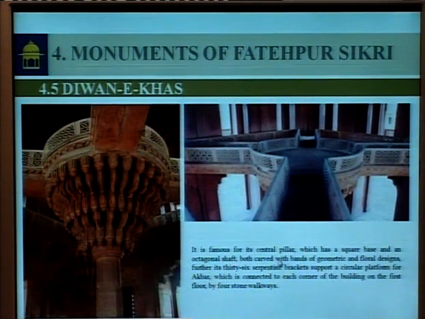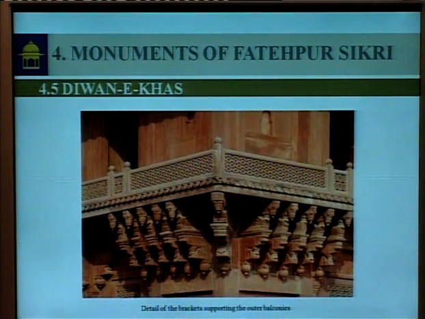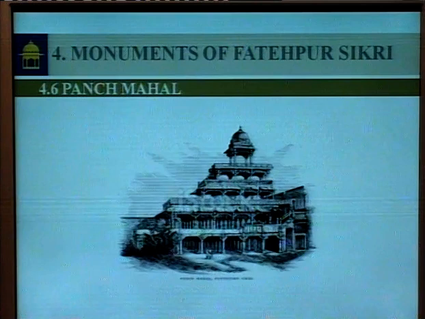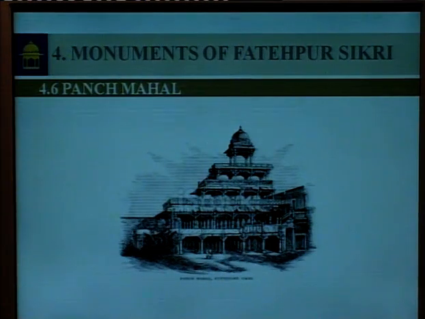There must have been a lot of cushions and carpeting, of course a lot of drapery, on the inside. At this stage, since it is not in use, this is how it looks. So the king used to sit here in this central position on the column and used to decide. So these are some details of the brackets supporting the outer balconies of the Diwane Khas. Again, just like the central pillar, a similar sort of architecture. And now let's move on to the next building, which is the Panch Mahal.